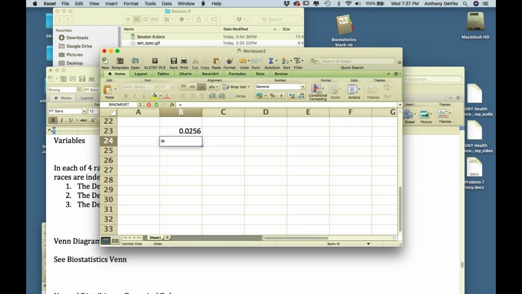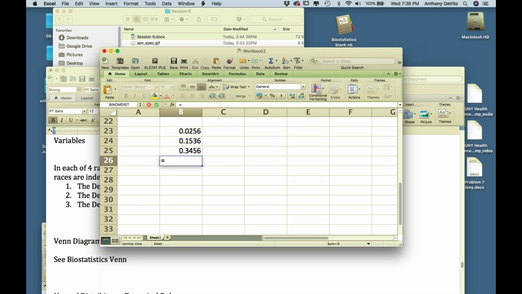Well, how about winning one? That's going to be 1, comma, 4, comma, 0.6, comma, and that's going to be false also because I'm only looking for exactly one. And that comes out to be about 15%. What's the probability they're going to win 2 out of 4? Equals BINOM.DIST(3, 4, 0.6, false again, only exactly this outcome. That is the probability of winning 3 out of 4.